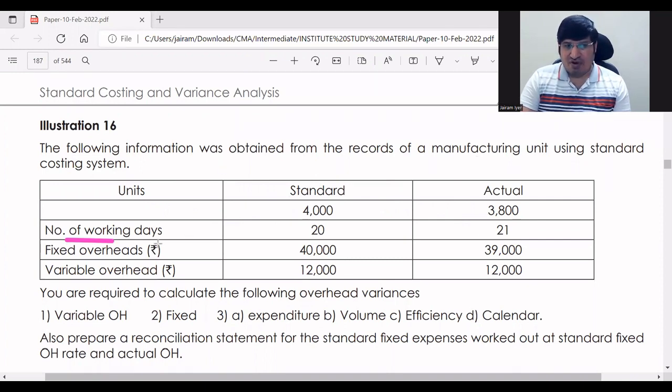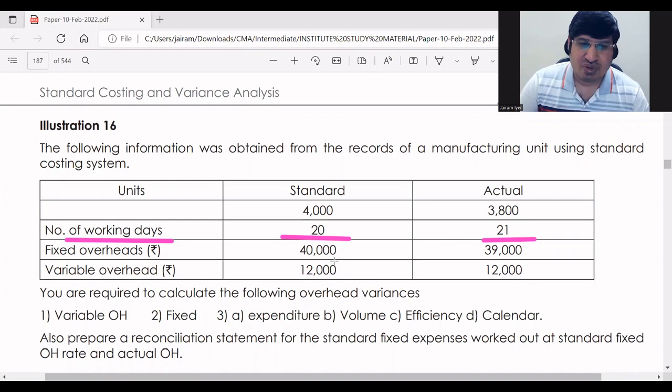Now see here, the number of working days is 20 and 21. So seeing this, what do we understand? That there is calendar variance, okay. On seeing information like this, when you have been given a difference in days, there you will have calendar variance. If this information is missing, calendar variance will not be there, like we saw in the previous problem, okay. Next is fixed overheads: standard is 40,000, actual is 39,000, okay.